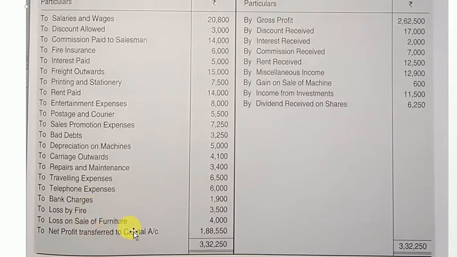Loss on sale of furniture, and these are all your expenses that are being recorded in the debit side of the profit and loss account. And now let's proceed towards the credit side of the profit and loss account.